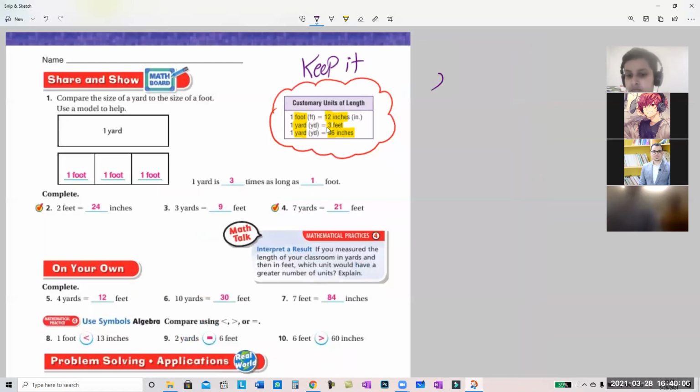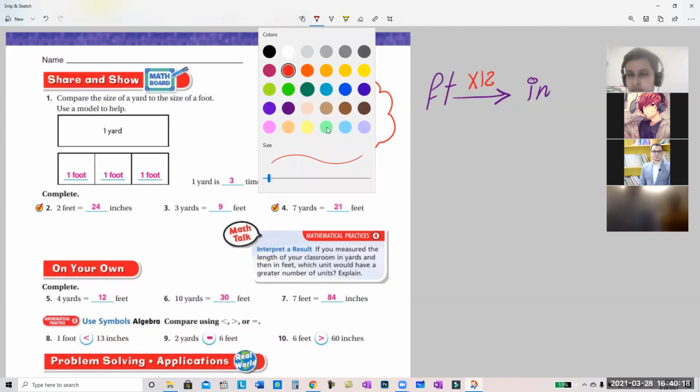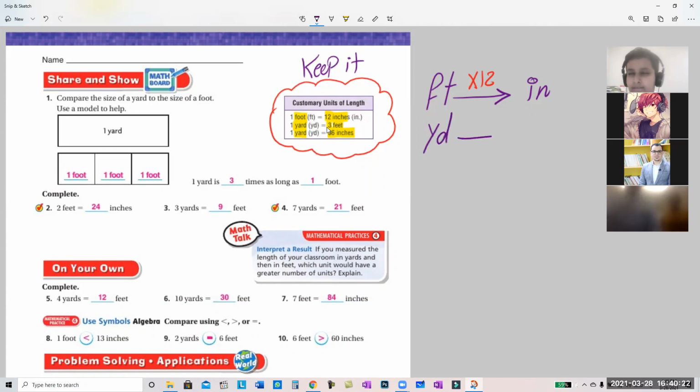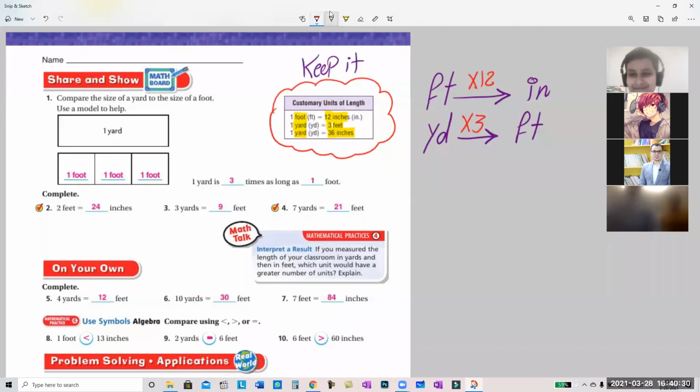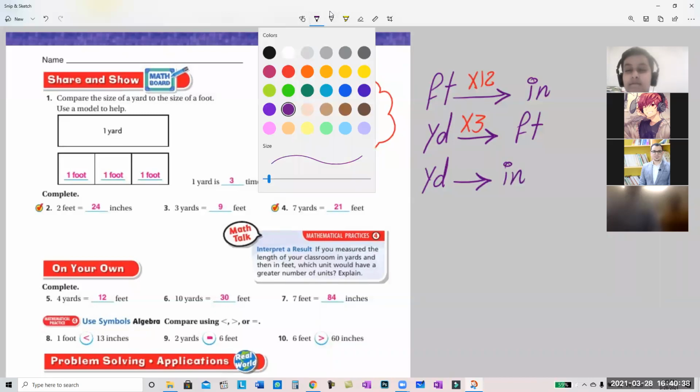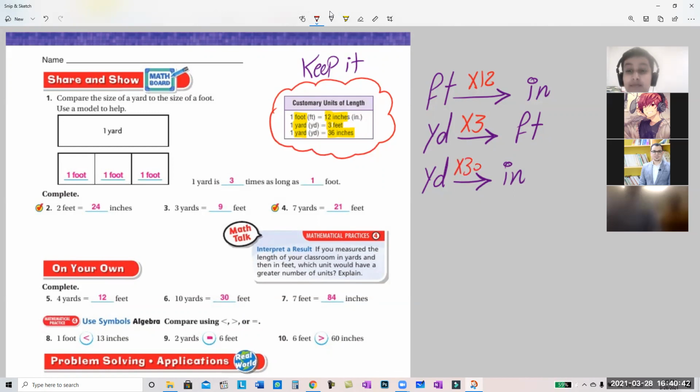From foot to inch, I'm gonna multiply by 12. Write after me, please. From yard to feet, we're gonna multiply by 3. And from yard to inch, we're gonna multiply by 36. So that's our conversion for this lesson. Okay, write this. You have 1 minute to write it, and then we're gonna continue our lesson.